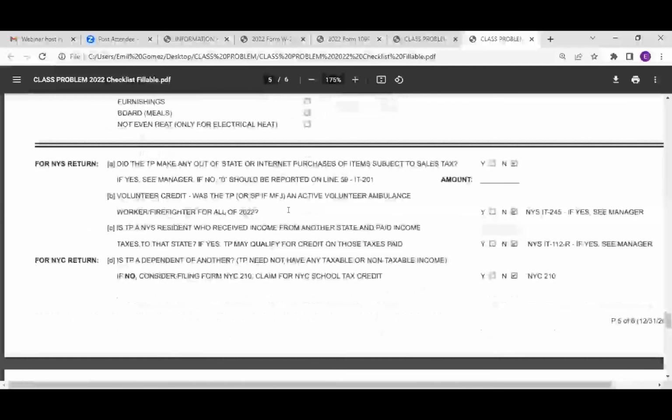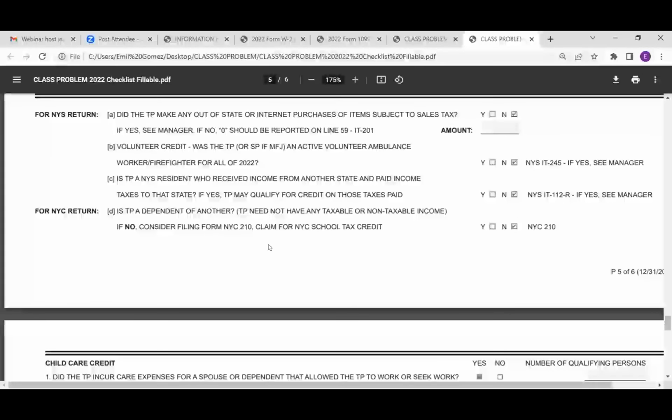Okay, towards the bottom of page 5, again, are questions germane to a New York State and New York City return. We talked about sales taxes on out-of-state and internet purchases, not happening here. Person's not a volunteer firefighter or has income in another state. We talked about the school credit. What to say here: is the taxpayer a dependent of another person? The answer is no. Consider filing NYC 210.